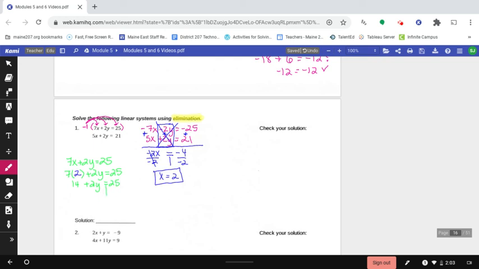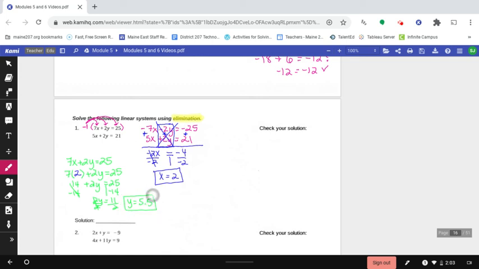And now I can solve. So I'm going to subtract 14 from both sides. I get 2y is equal to 11. And then I need to divide both sides by 2. We get y is equal to 5.5.